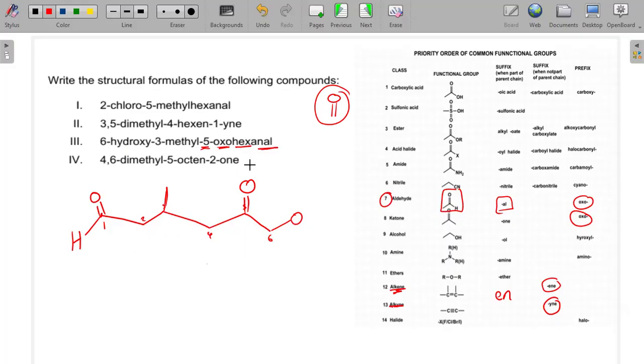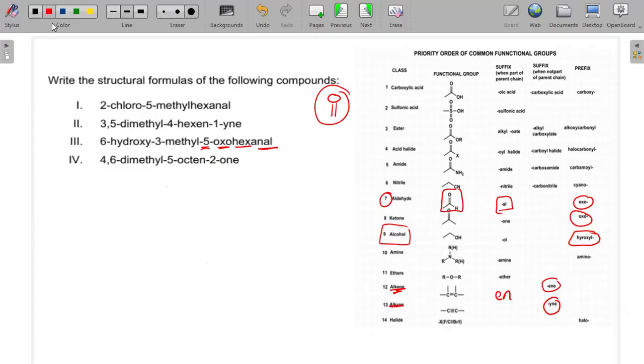So if an alcohol is a substituent, it's going to carry the prefix name hydroxy, isn't it? So in this case, we're having hydroxy, an alcohol as a substituent, like that. Okay, so that's it for this one here. For the last one, which is question number 6 there.